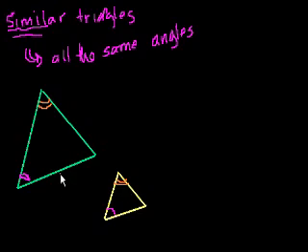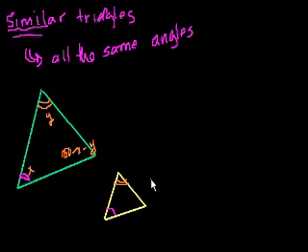well, a couple of things. You already know that this angle is going to be equal to this angle. And why is that? Well, because if two angles are the same, then the third has to be the same, right? Because all three angles add up to 180. For example, if this is x, this is y, this one has to be 180 minus x minus y, right?